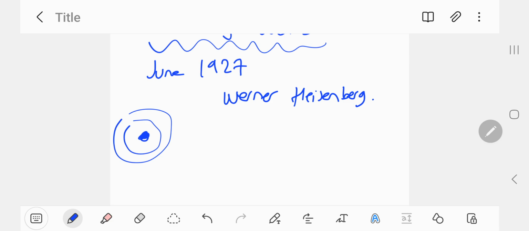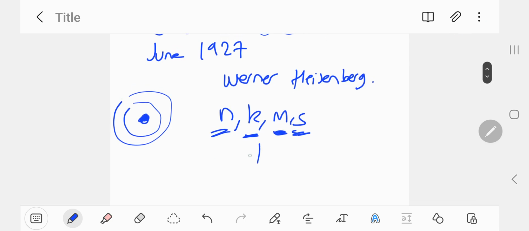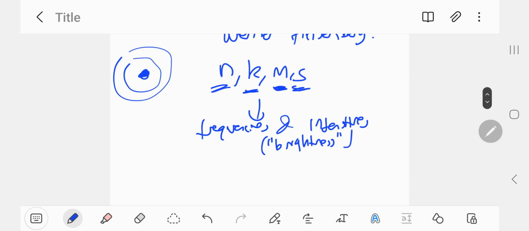So Heisenberg wanted to work out a connection between the four quantum numbers, if you remember, n, k, m, and s, where n is the size of the orbit, k is the shape of the orbit, m is the direction in which the orbit is pointing, and s is the possible spin state of the electron, so plus or minus a half. He wanted to connect these with the experimentally determined frequencies and intensities, aka the brightness of the light spectra being observed in the lab. He wanted to make these connections.